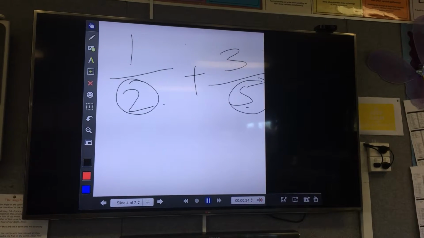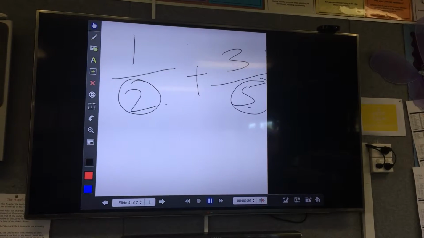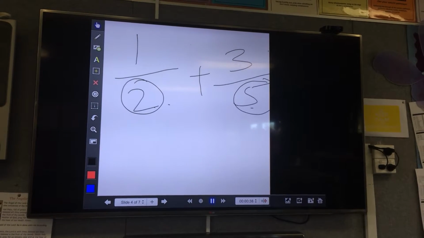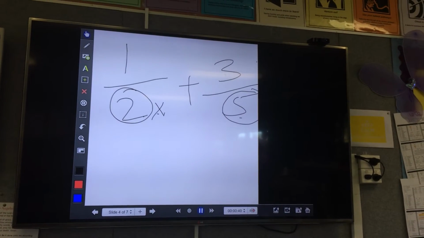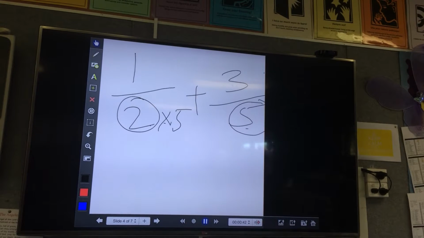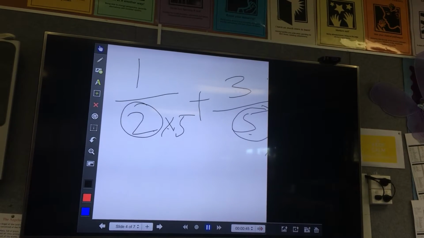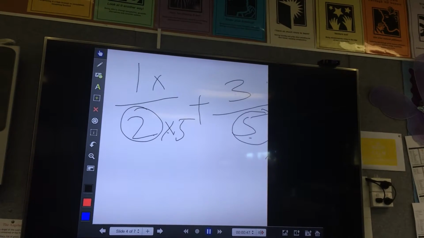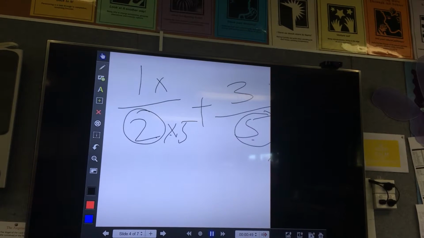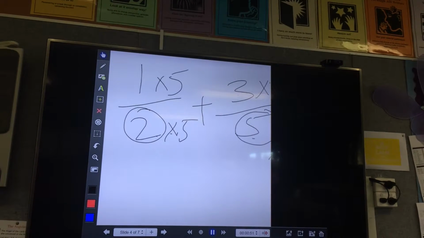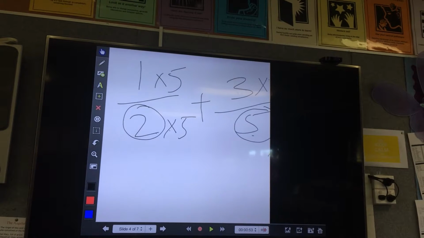So 5 times 2 is 10. Can 10 go into both of them? Let's check it out. 2 times 5 is 10. And 5 times 2 is 10. So they both can go into 10. So then whatever you have to do to the bottom, you have to do to the top. So 1 times 5, 3 times 2.